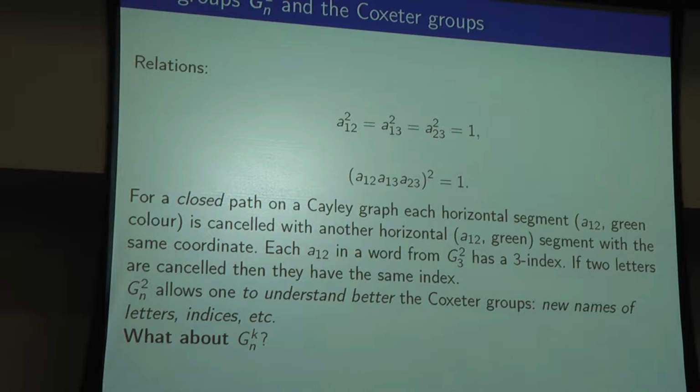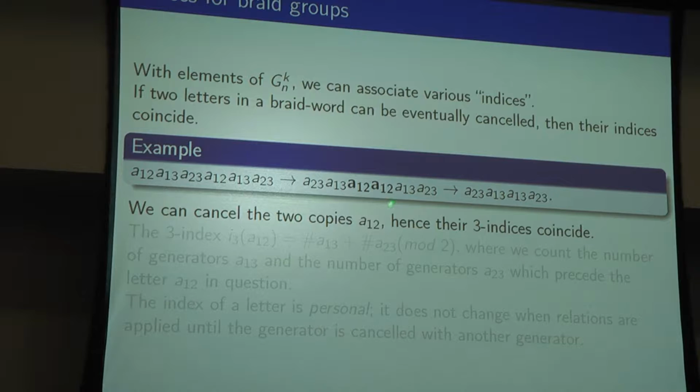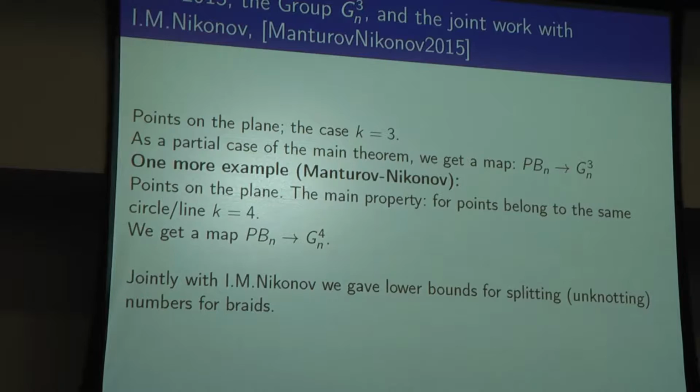If I have, say, A12, A13, A23 squared, then I can invert the order somewhere like this. When I invert the order, I can cancel this A12 with this A12. The 3 index here was 0, and the 3 index here was 0. I can do many things like that for GN2 for arbitrary n. Actually, this is something we see for Coxeter groups. We see that elements in Coxeter words have lots of indices and much new information we haven't seen before.